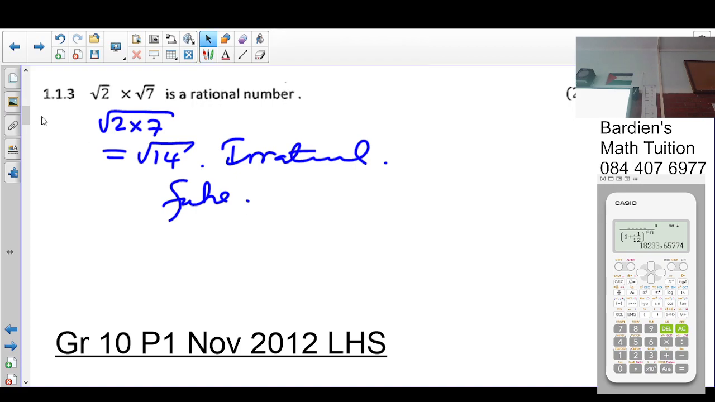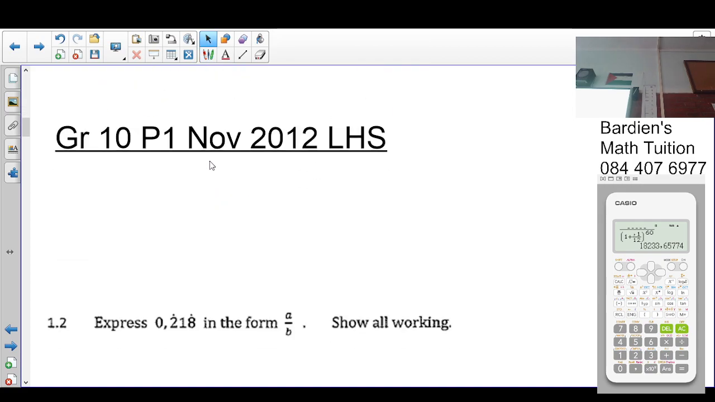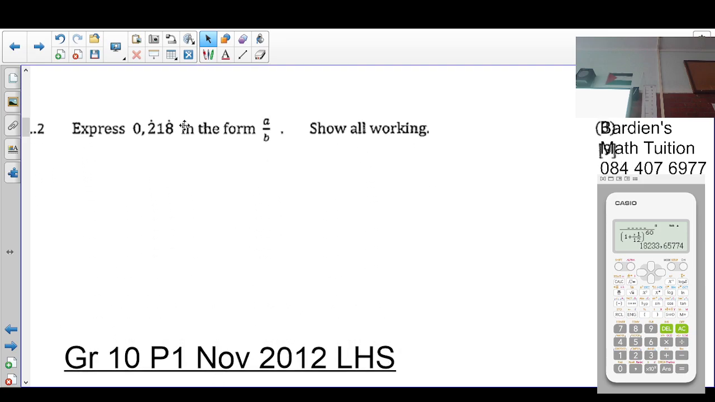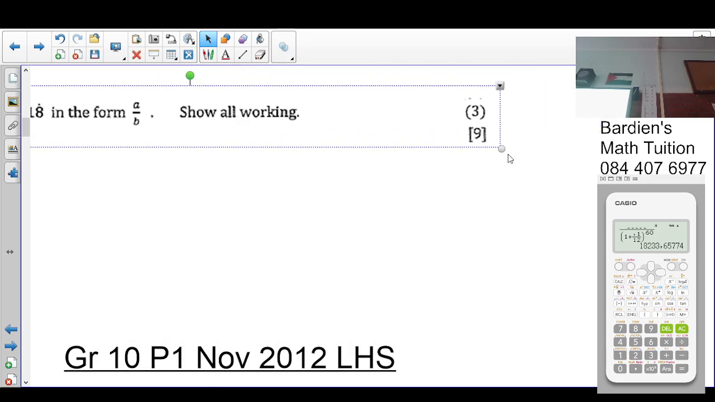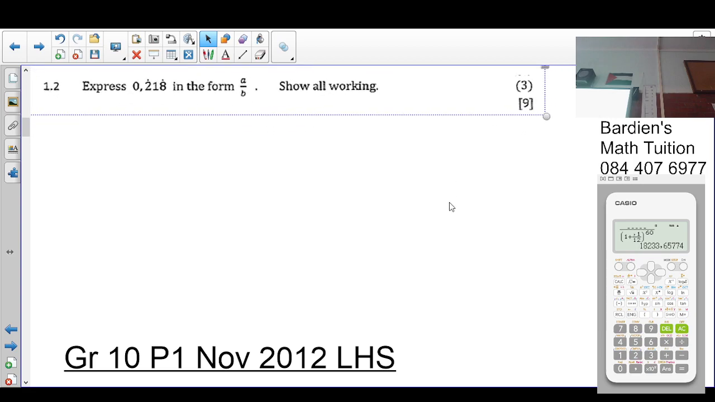Okay. So as I said, then the question says express. The question paper and memo can be found in the description box below. The question says express 0,218 recurring in the form of A over B.